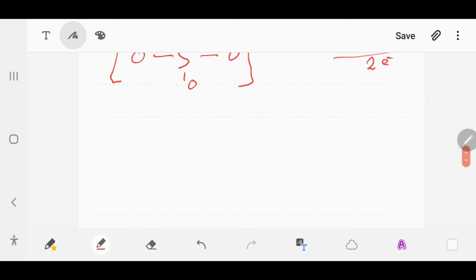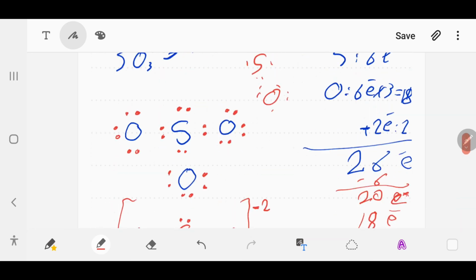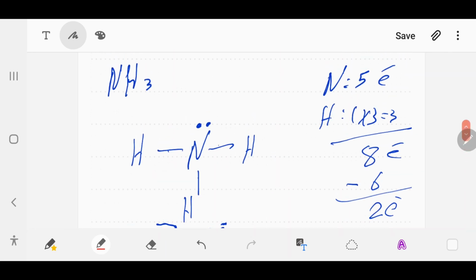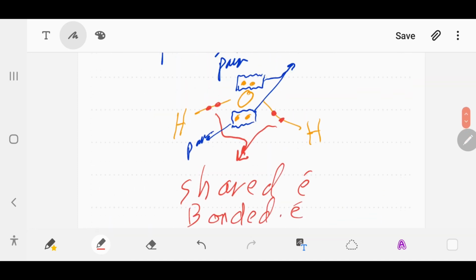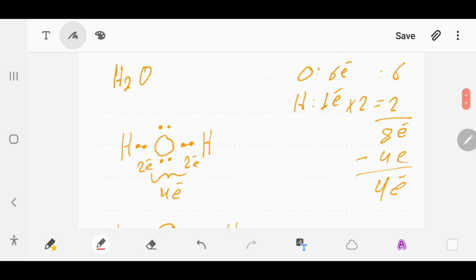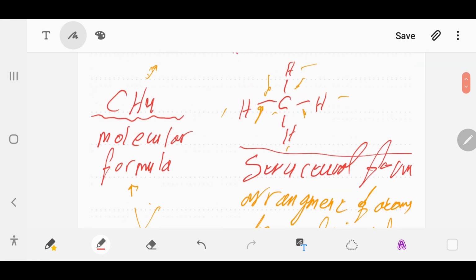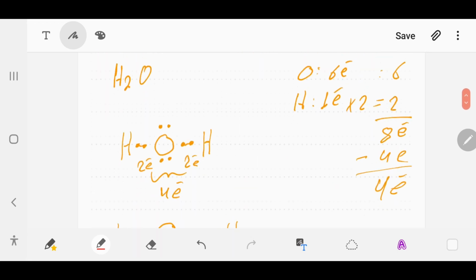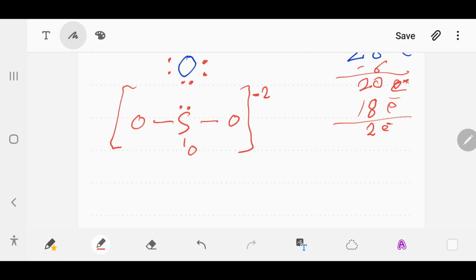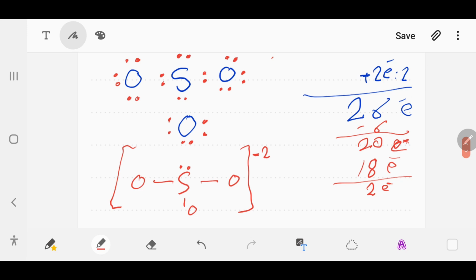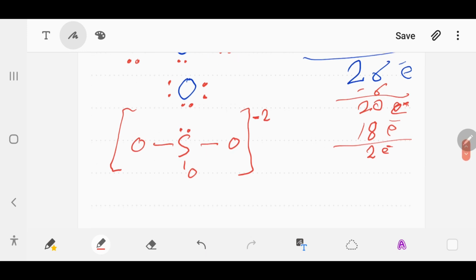So we have SO3, NH3, H2O, and the first example from the book, CH4. Now, in our next lesson, we're going to study other cases of Lewis structure. So I hope that you don't think about exceptions. We're going to talk about it later.